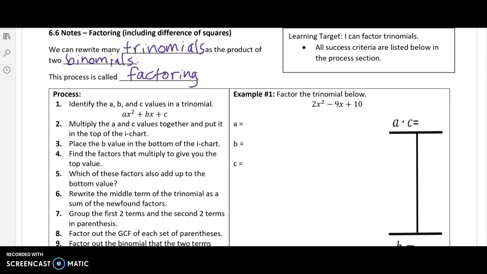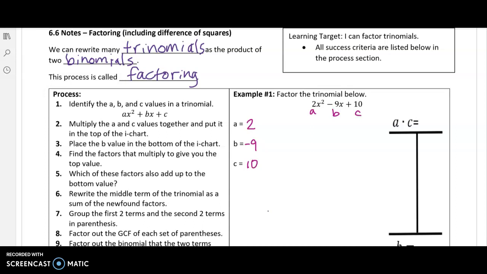So let's look at our first example and follow the steps that are on the left. The first step is to identify your A, B, and C value. The A value is the coefficient of the x squared, which in this case is 2. The B value is the coefficient of your x term, which is -9. And your C value is the constant, the one without an x at all.